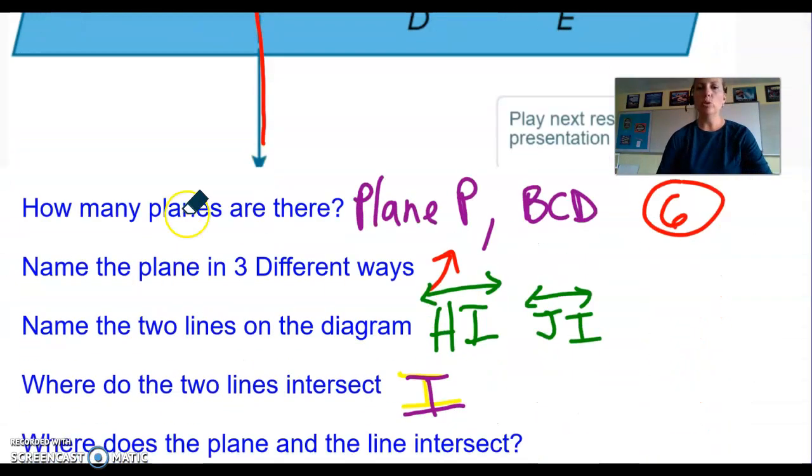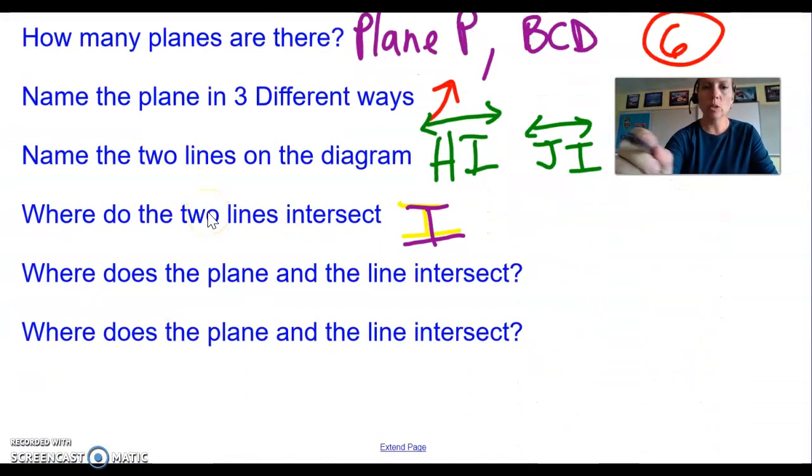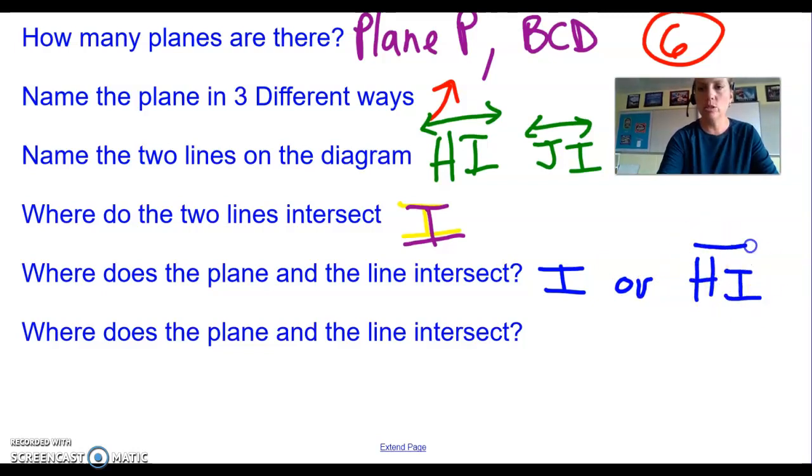Okay? So we have 2 answers here. Where does the plane and the line intersect? Well, it intersects at point I, okay? Or it intersects on that line HI. Okay, so it just depends on which line and which plane we're talking about, okay?